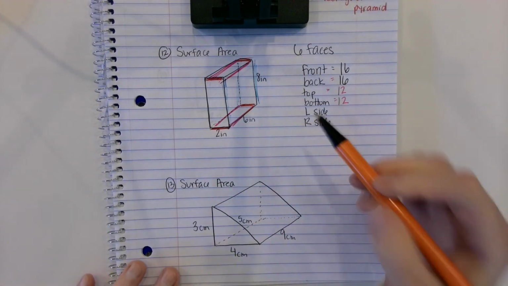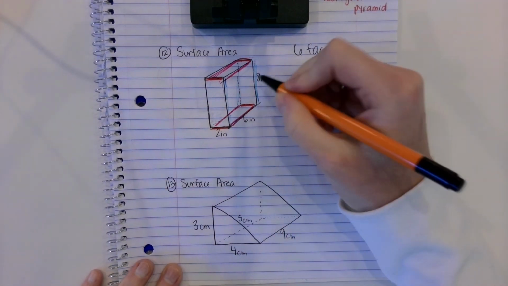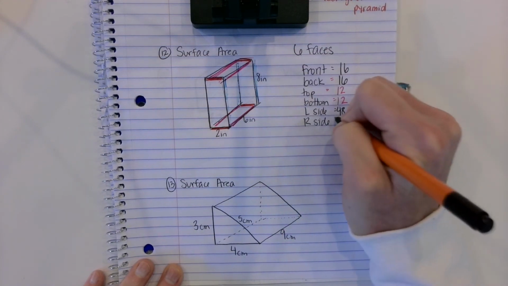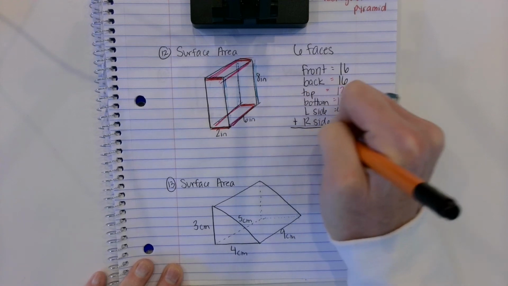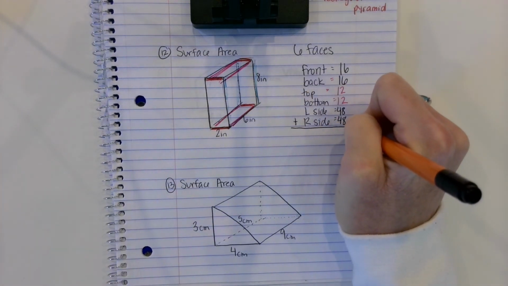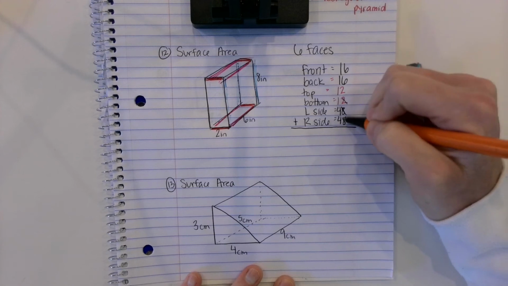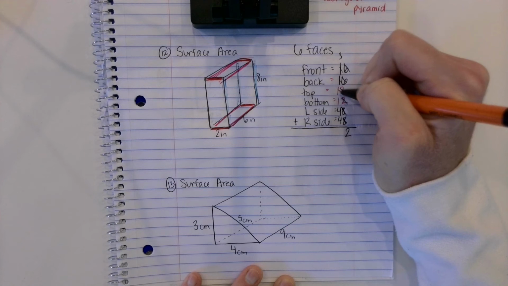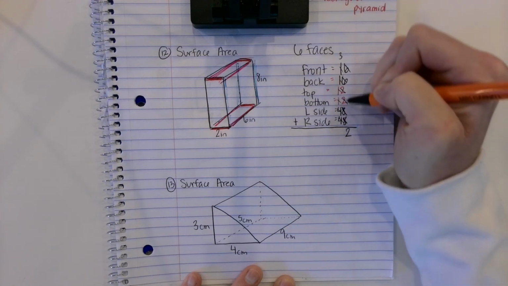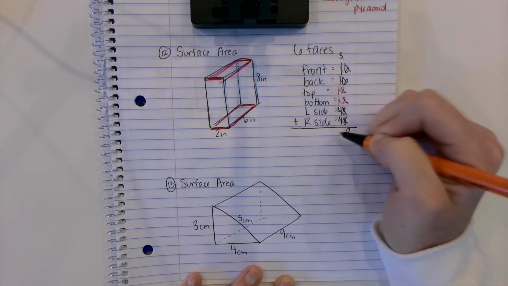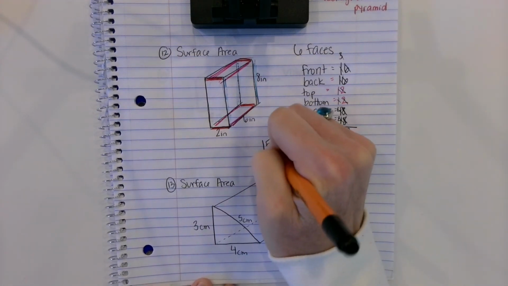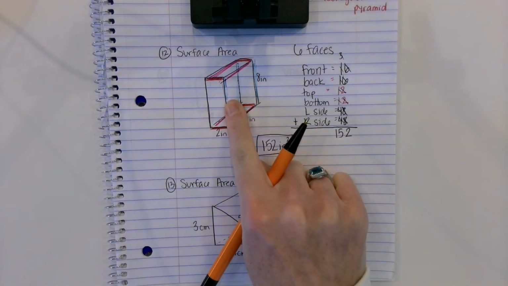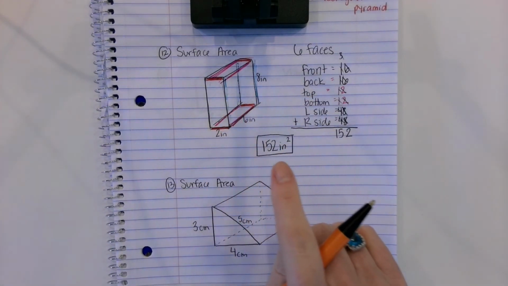Now my left side and my right side, let's look at the right side here. I have 6 and 8. I'll have 6 and 8. So that's 48 and 48. Add those together. So let's see, that's 10, 20, 32, 44, 56... 152 inches squared because we found surface area. That's what you should have gotten for the surface area of that rectangular prism.